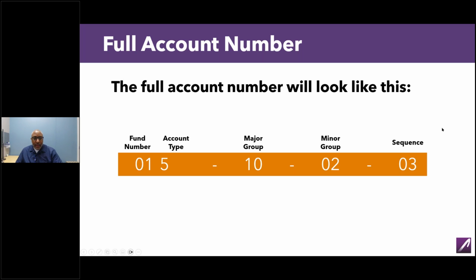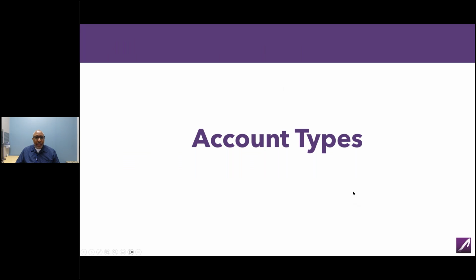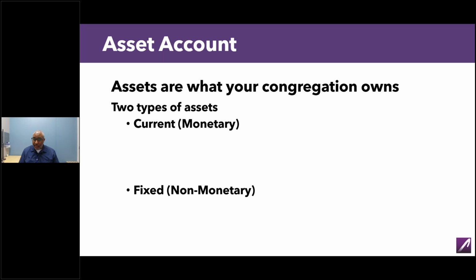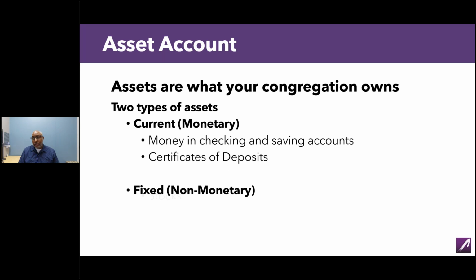Let's go ahead to account types. The first account type is asset accounts. Assets are what your congregation owns. There are 2 types of assets, current and fixed. Keep it simple here. Current is going to be money in checking and savings accounts. It could be certificates of deposit, and it also could be stocks. And there are also your fixed accounts, which are building, land, and equipment.